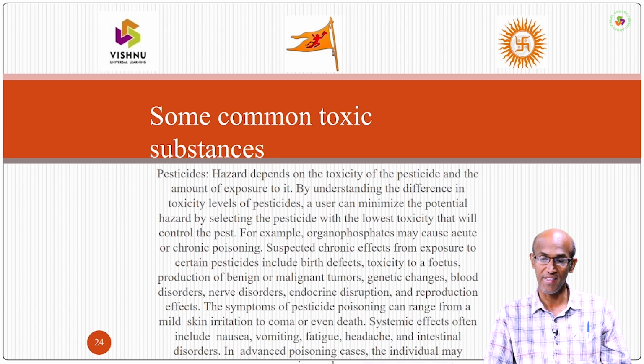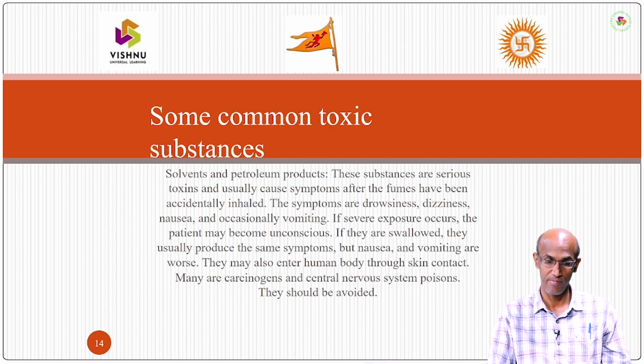Suspected chronic effects from exposure to certain pesticides include birth defects, toxicity to a fetus, production of benign or malignant tumors, genetic changes, blood disorders, nerve disorders, endocrine disruption, and reproduction effects. The symptoms of pesticide poisoning can range from a mild skin irritation to coma or even death. Systemic effects often include nausea, vomiting, fatigue, headache, and intestinal disorders.